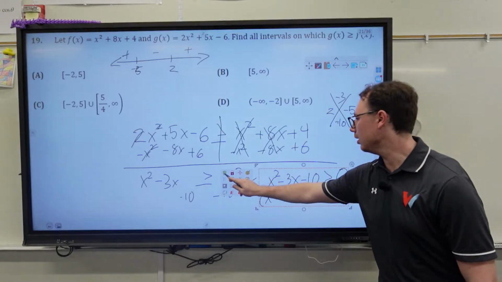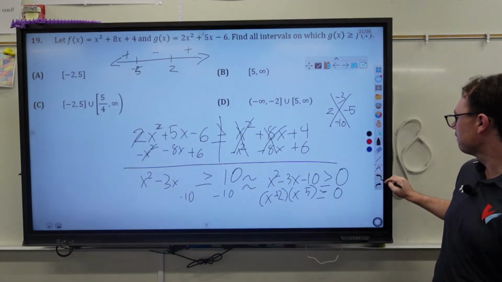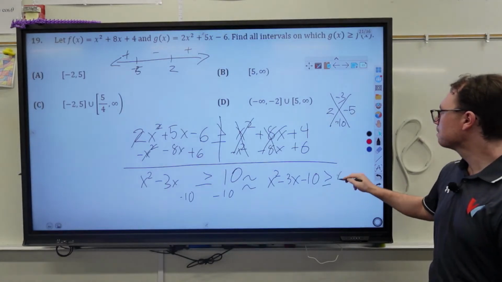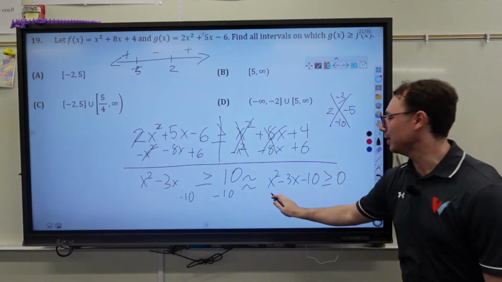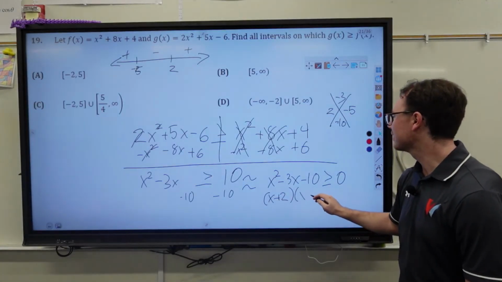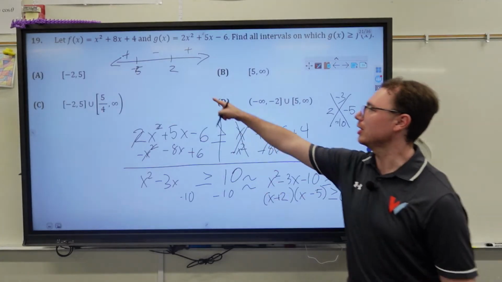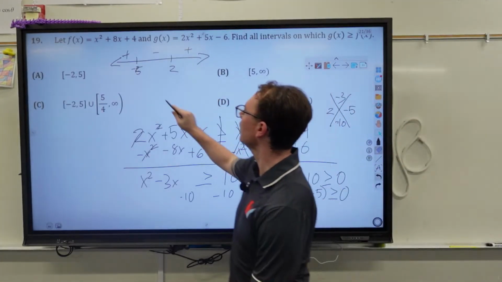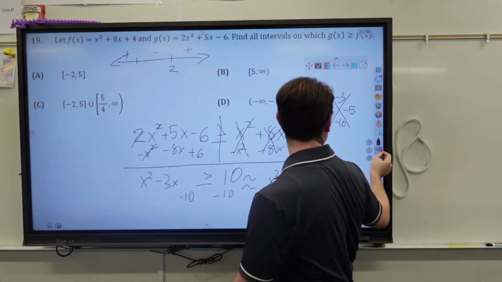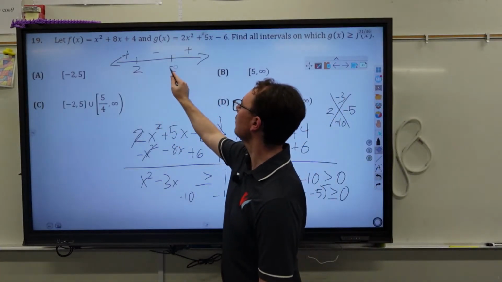For this here, we solve this out, so we get x plus 2, x minus 5 is less than 0. So this term here was -2. That's what I thought in the very beginning. And then that term there is positive 5.